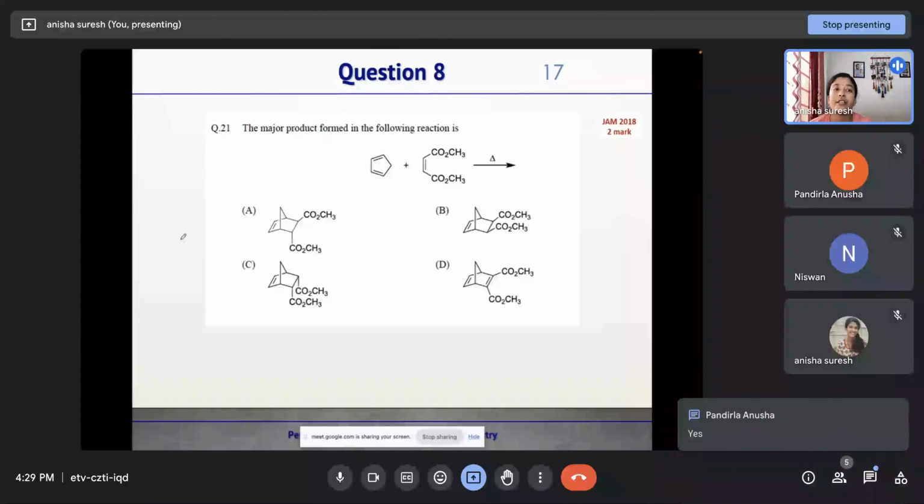Now coming to question number 8. This question is taken from JAM 2018 and it is a 2-marker question. The major product formed in the following reaction is. This is a 4 plus 2 cycloaddition. As we can see, this is the diene and this is the dienophile component. So it will undergo a 4 plus 2 reaction, that is Diels-Alder reaction under thermal condition. So what will be the product that we will be getting here?